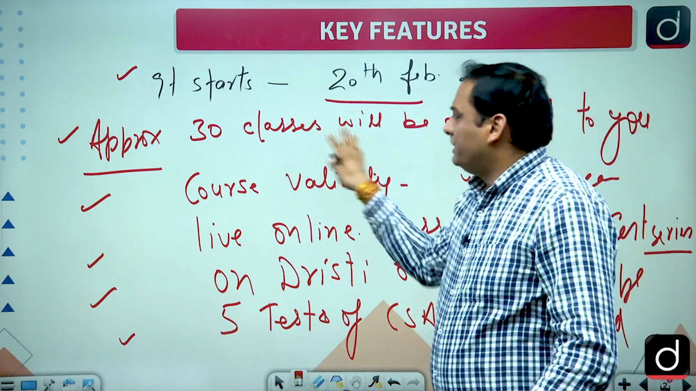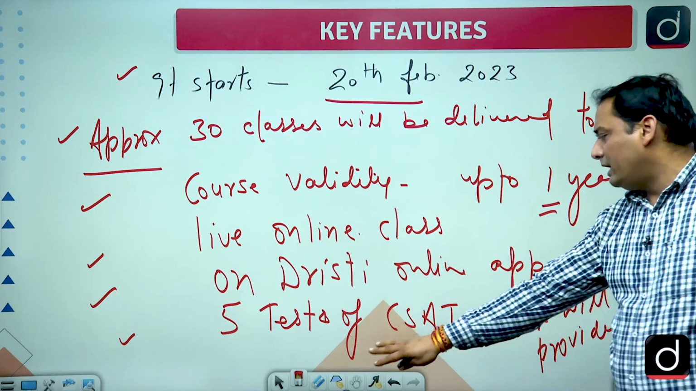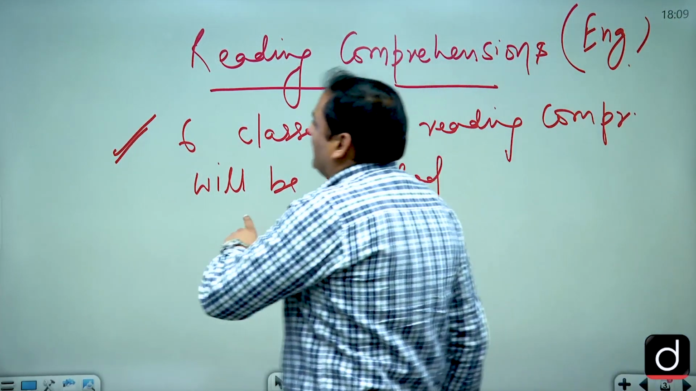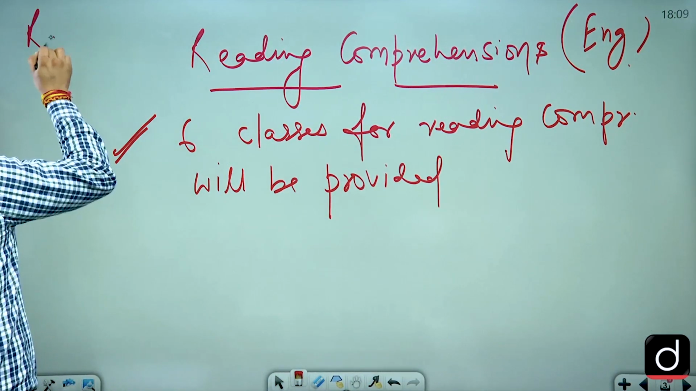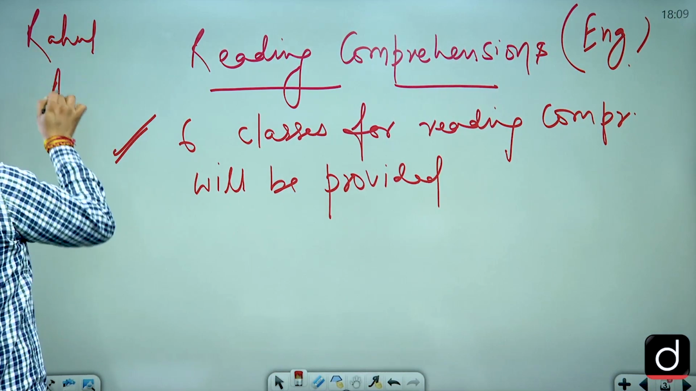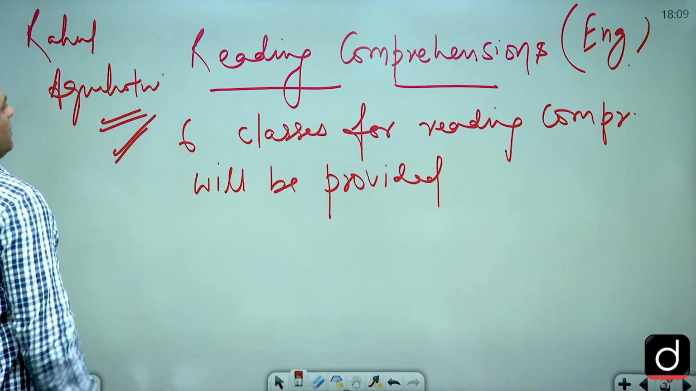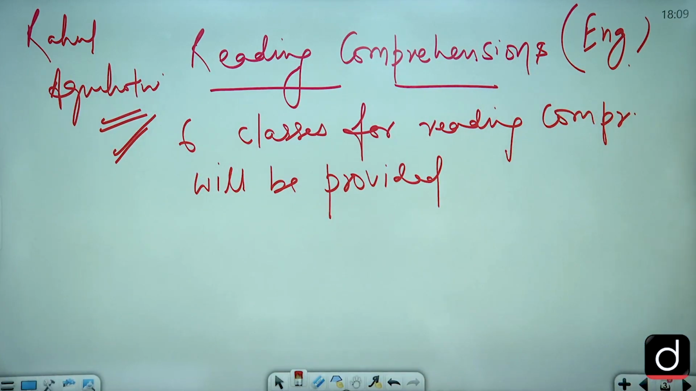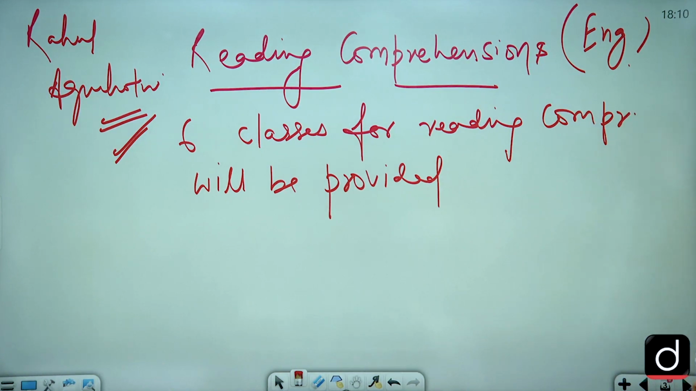Again I am telling you, it starts 20th February, 30 classes, course validity up to 1 year, live online classes on the Drishti online app will be provided. 5 tests of CSAT papers will be provided. And the next very important thing, I, Rahul Agnihotri, am taking the class for reading comprehension. In this reading comprehension, 6 classes will be provided to you. They will also be on the Drishti online app.